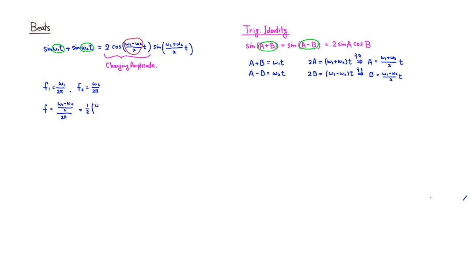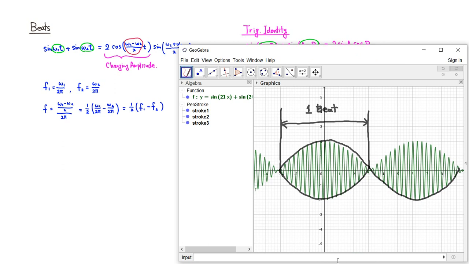Then you have omega 1 over 2 pi minus omega 2 over 2 pi, so this is going to be simply 1/2 of the difference, f1 minus f2. So we have to be a little bit careful about this. If you look at the picture here, you can see that the cycle of cosine goes up and down and up. So that's one cycle. The cycle for the beat is actually only a half of that, which makes the frequency twice as big.